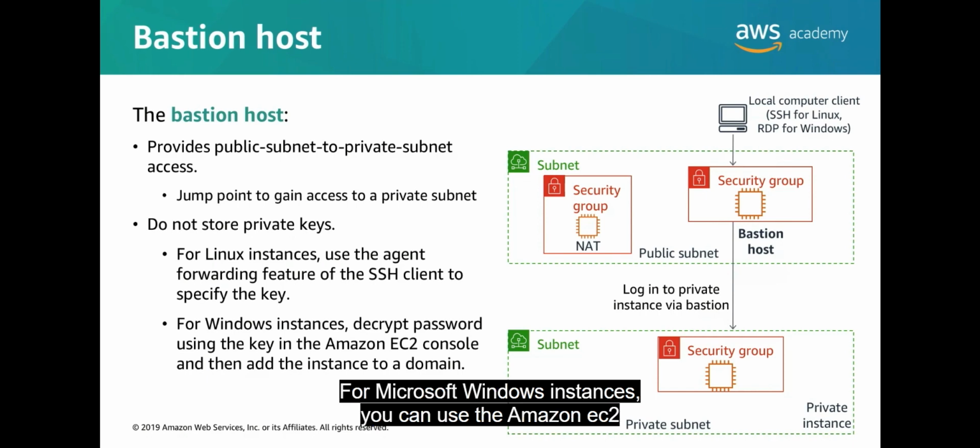For Microsoft Windows instances, you can use the Amazon EC2 console to generate a login password by using the private key. You then use the remote desktop client program to log into the private instance with the generated password.